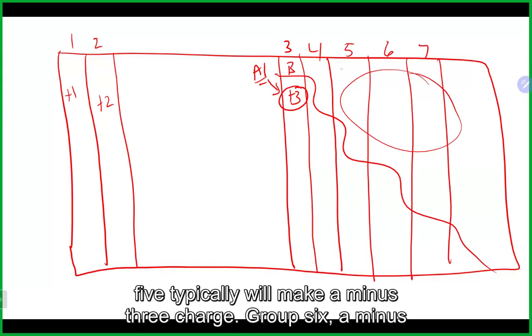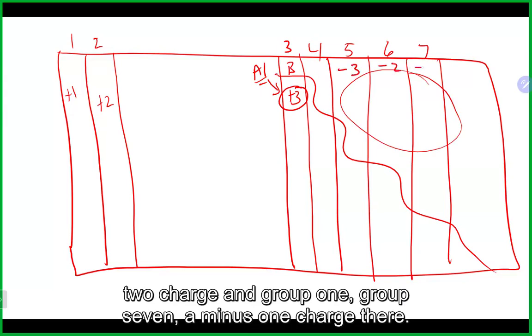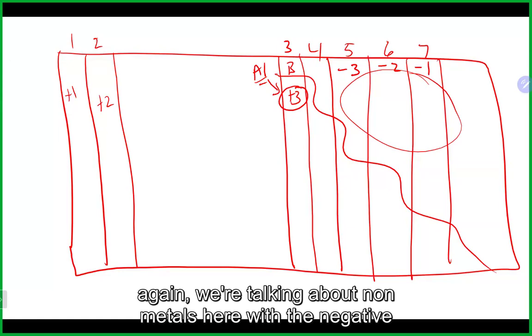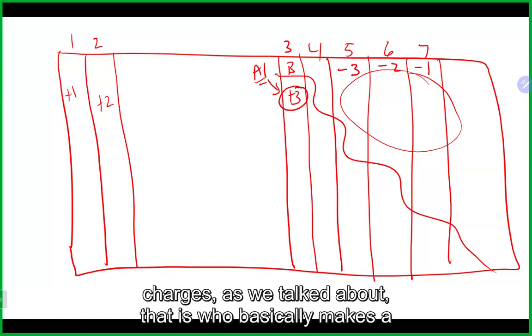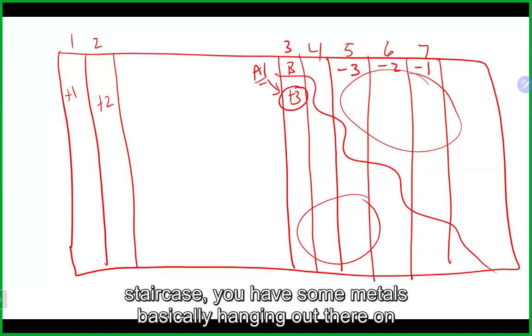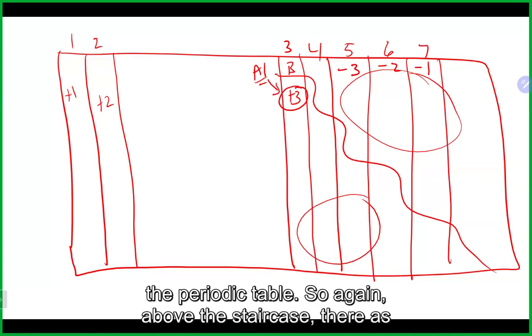Group 5 typically will make a -3 charge. Group 6 a -2 charge, and group 7 a -1 charge there. So it's kind of like a 1, 2, 3 skip, 3, 2, 1 going backwards. And again, we're talking about nonmetals here with the negative charges. As we talked about, that is who basically makes a negative charge, are nonmetals. Because also below the staircase, you have some metals basically hanging out there on the periodic table. So again, above the staircase there as well.